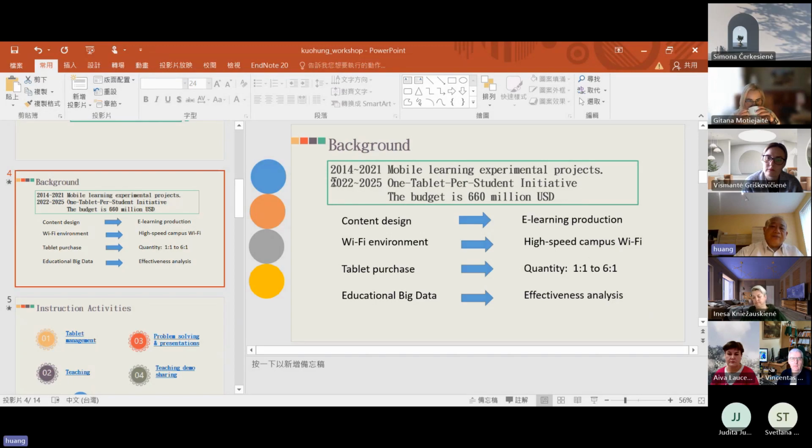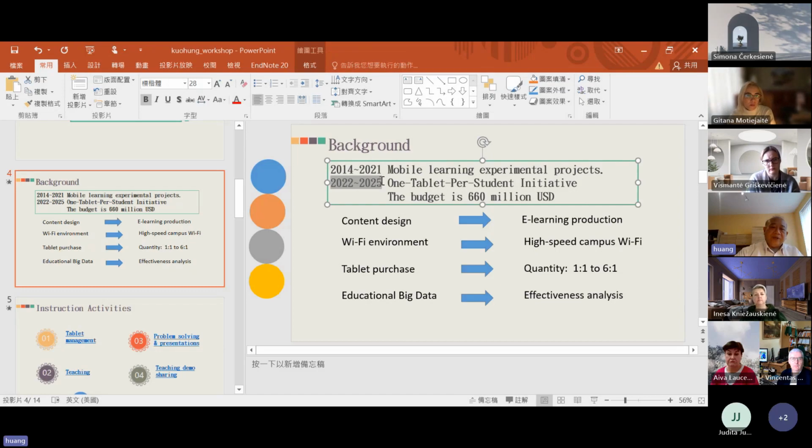Okay, then from 2020 to 2025, this is a national project. Every school has to join this project. It's a 4-year project. Actually, this is a very big project. It's a lot of money. Not every professor or teacher agrees with this initiative because it's too large, and it occupies a lot of funding for education. But right now it's ongoing, so we're going to see what happens. Then we can see the result.